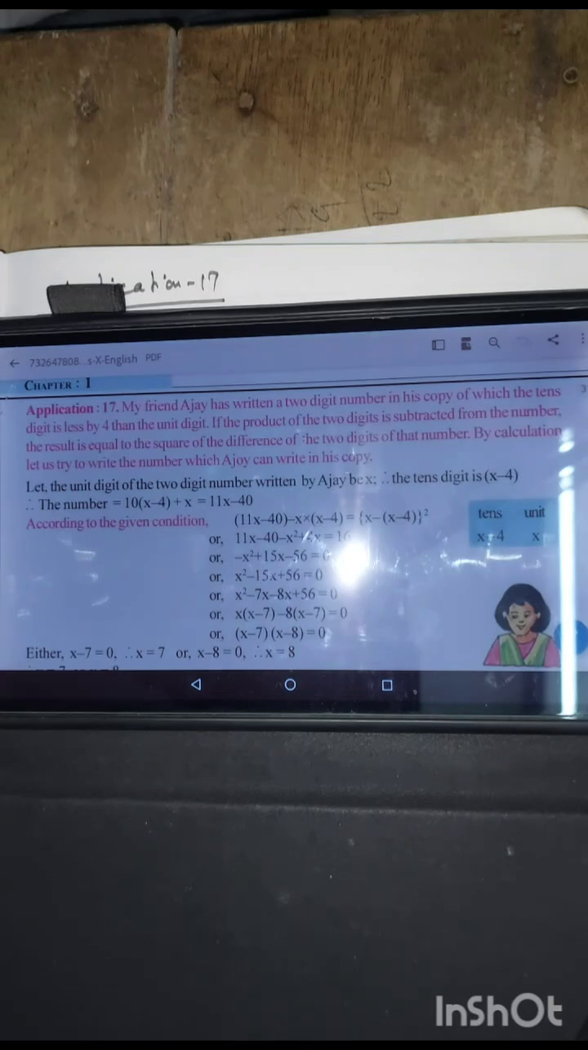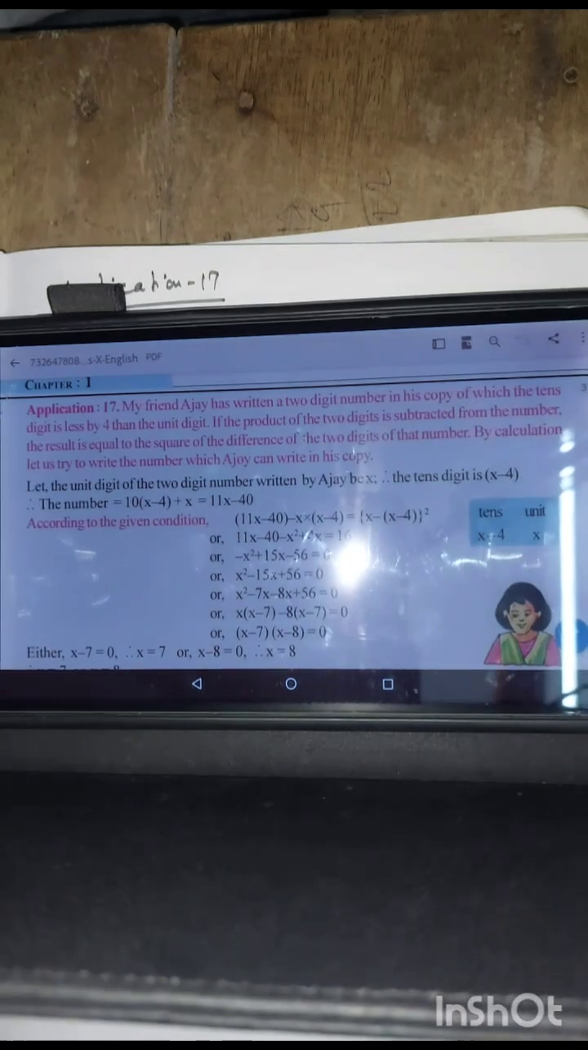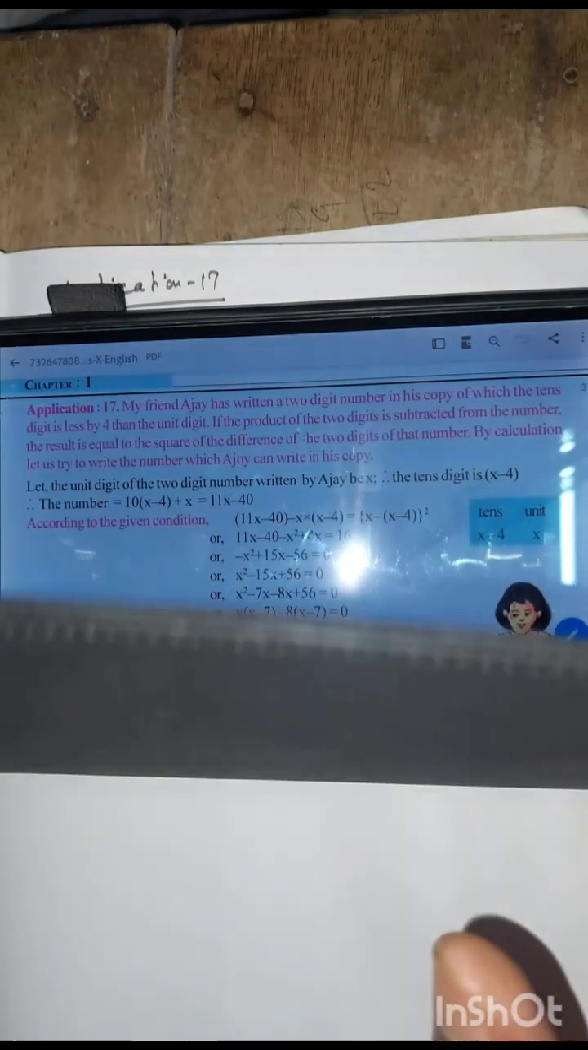If the product of the two digits is subtracted from the number, the result is equal to the square of the difference of the two digits of that number. By calculation, let us try to write the number which Ajoy can write in his copy. Okay.